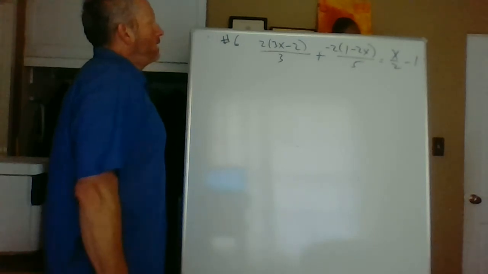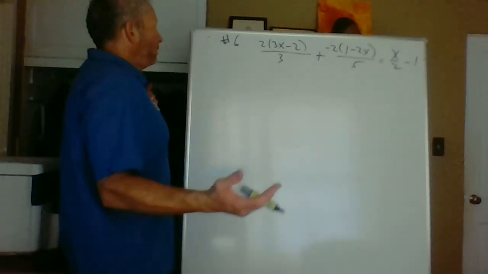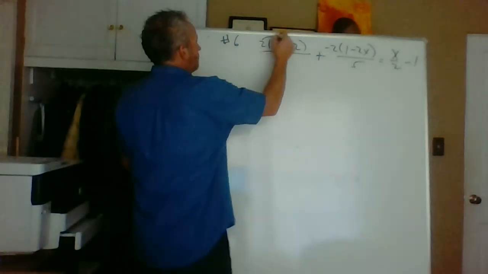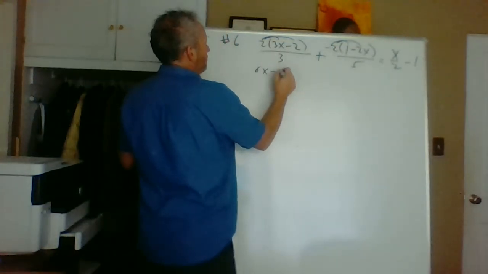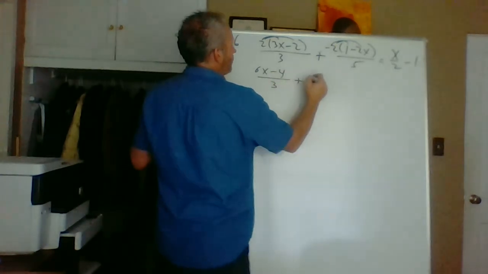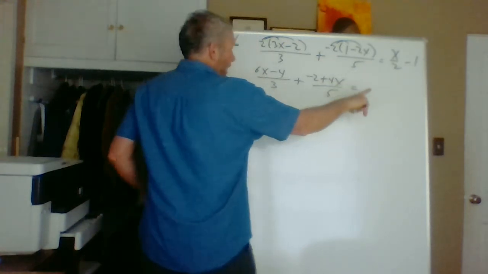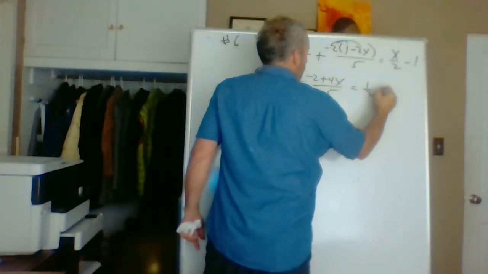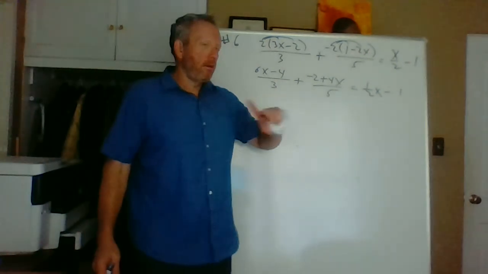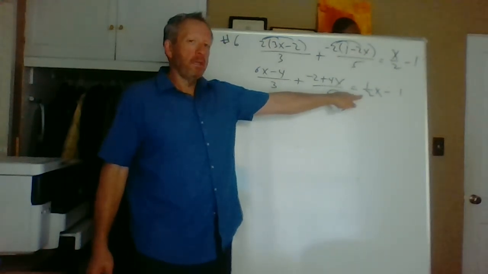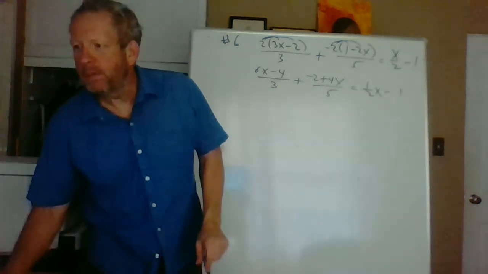What first? I would say distributive rule because it just jumps out at me. It's there. Distributive rule's there. Let's go ahead and do it. This times this, this times this, this times this, this times this. So we get 6x minus 4 divided by 3 plus negative 2 plus 4x divided by 5 equals. I'm going to rewrite this. You don't have to, but I am. Why? I think most of the time, not all the time, most of the time, it's probably preferable if you do this.